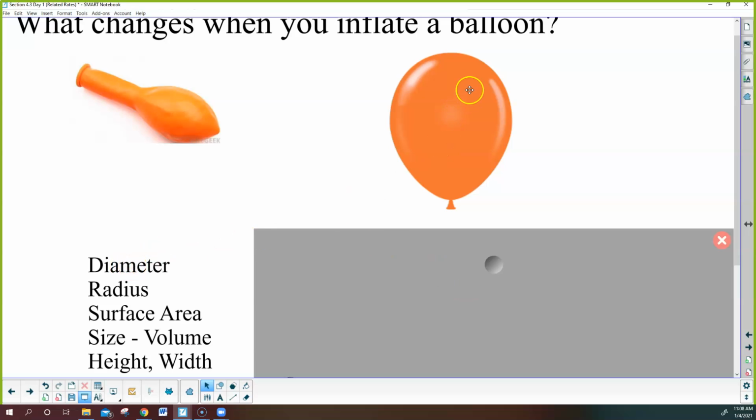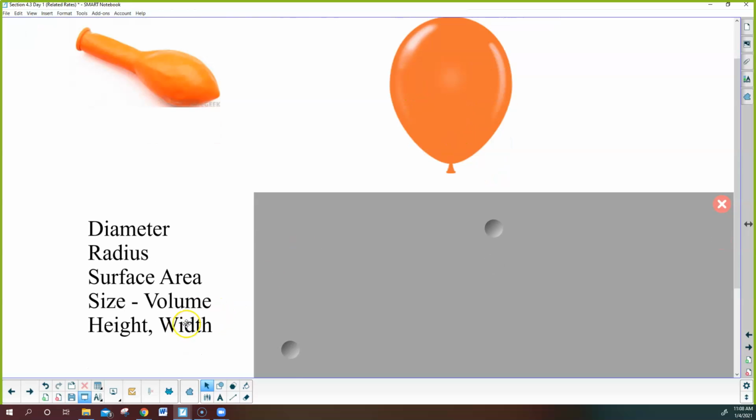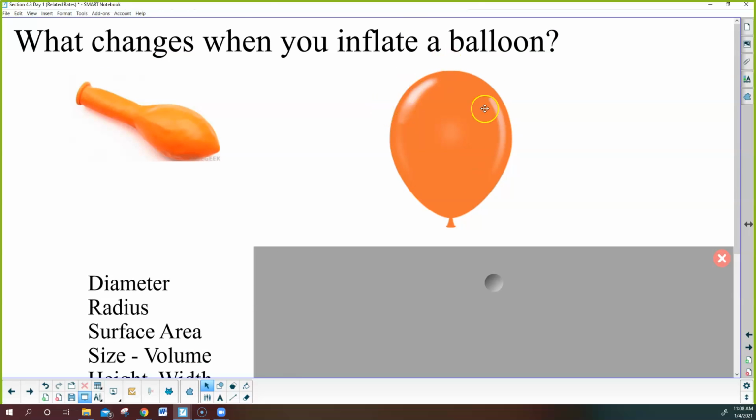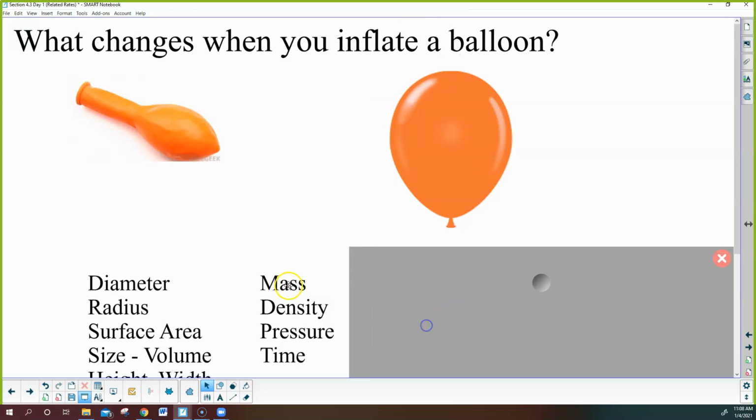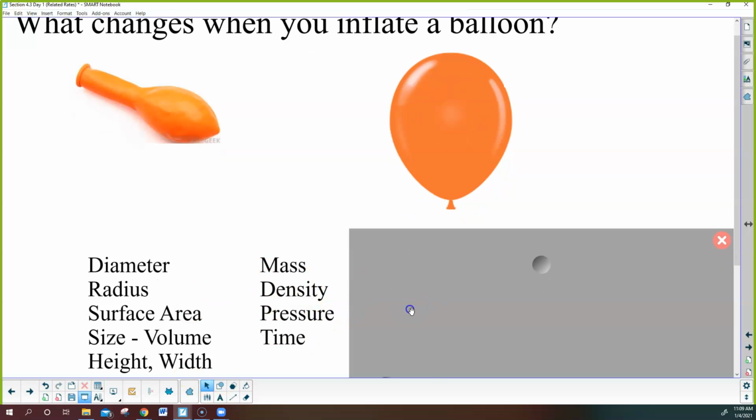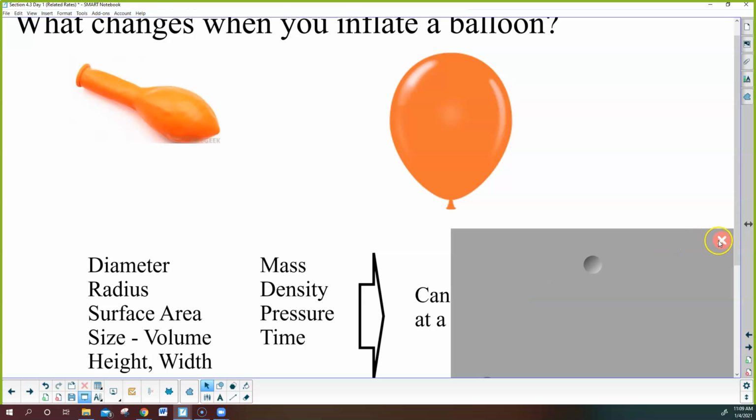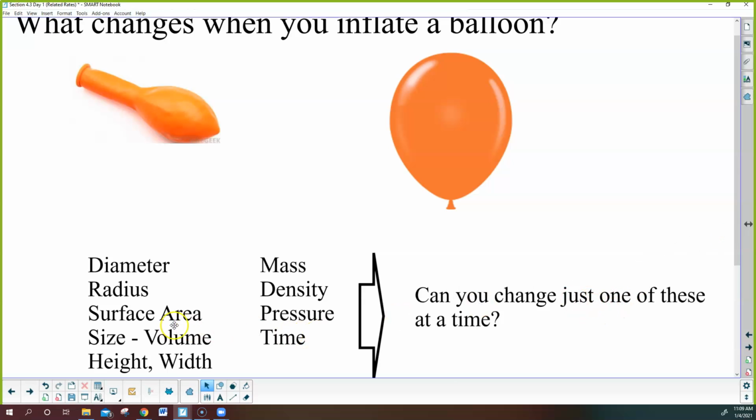Things that are changing: the diameter, the radius, the surface area, the size or volume of the balloon, the height, the width, however you calculated those measurements. The mass is changing, the density, there's pressure, there's time. All of these things are changing. And the question is, can you change just one of these without affecting all the other ones? The answer is no.